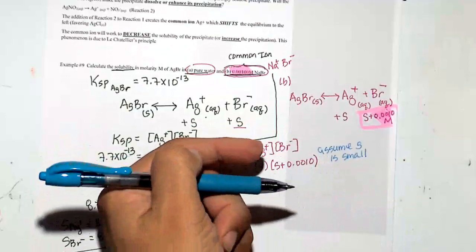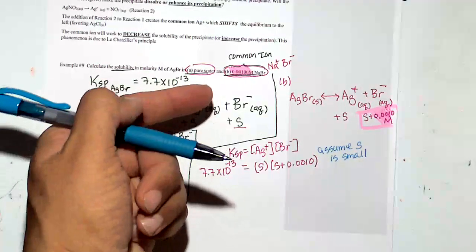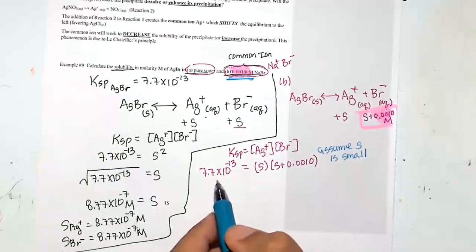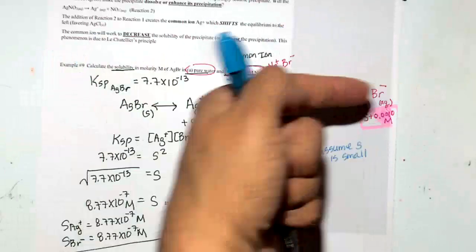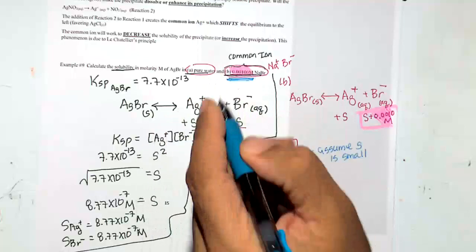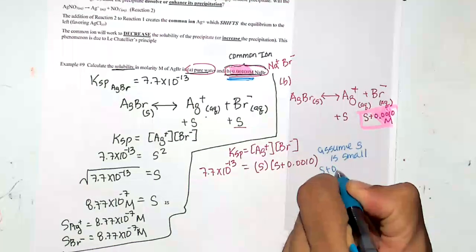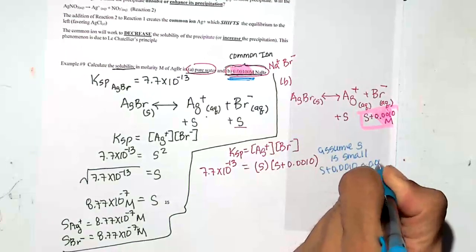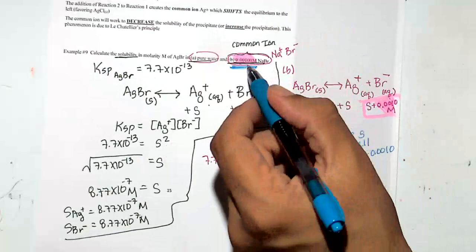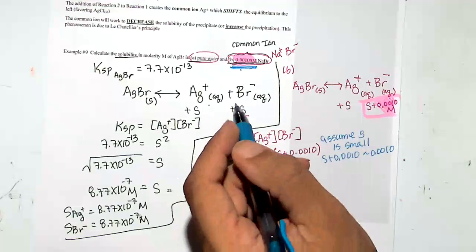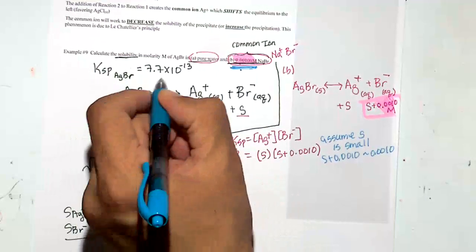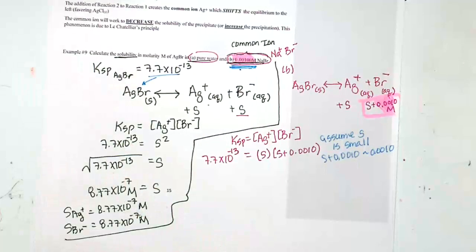So assuming S is small, that means most of the Br is coming from where? Is it coming from the reaction going this way, or from the common ion? 7.7 times 10 to the minus 13 means very little Br is coming from the AgBr solid going back. Where is most of the Br coming from? The common ion. So when we assume S is small, S plus 0.0010 will be about 0.0010. Some of the Br minus is from the reaction going here, but we are assuming it's small. And it's a safe assumption because the KSP is such a small number.